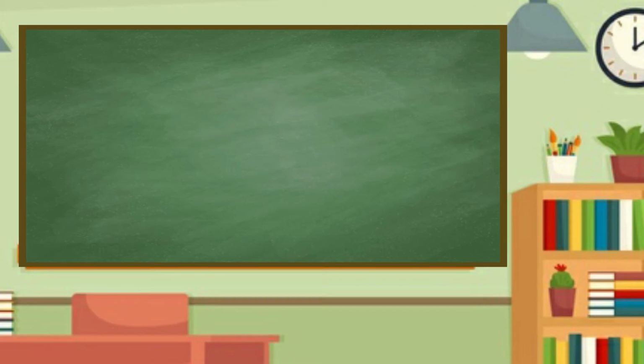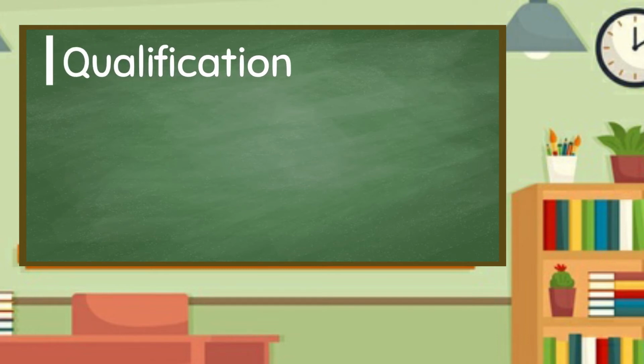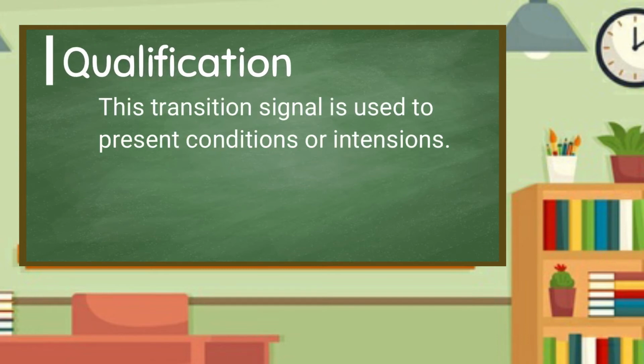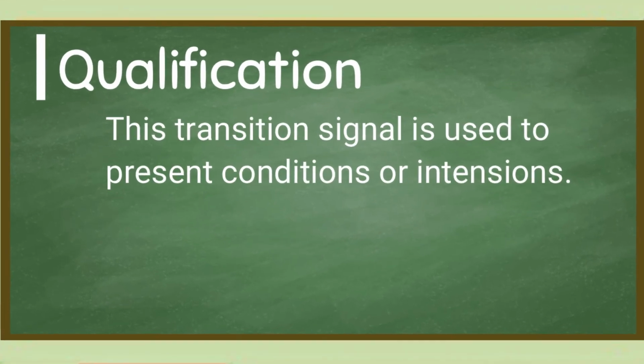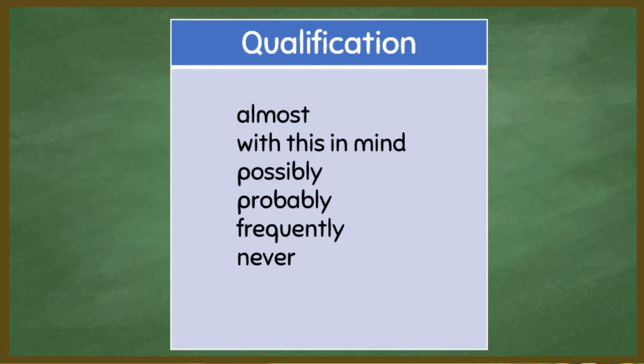The next type of transition signal is qualification. This transition signal is used to present conditions or intentions. And these are the transition signals for qualification.